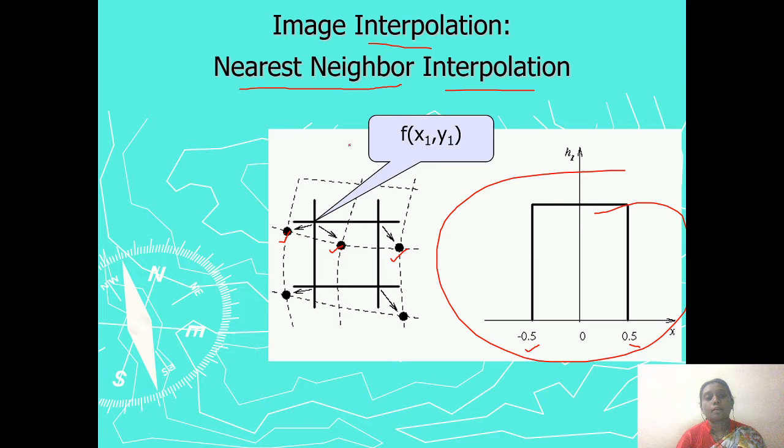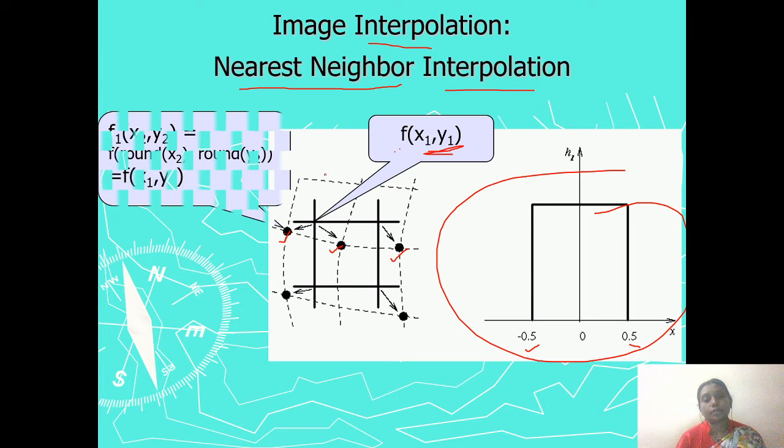The image is represented with f of x comma y. The first pixel value of the image we represent with f of x1 y1, and after that we apply a round function. I will show you what a round function operation is. Here, we are applying the round function on f1 of x2 y2.